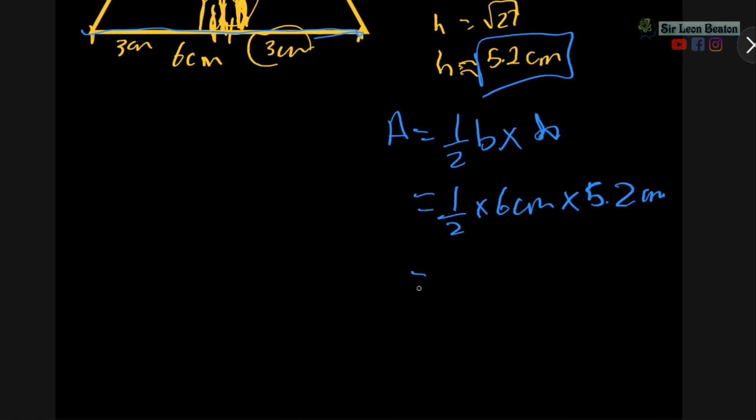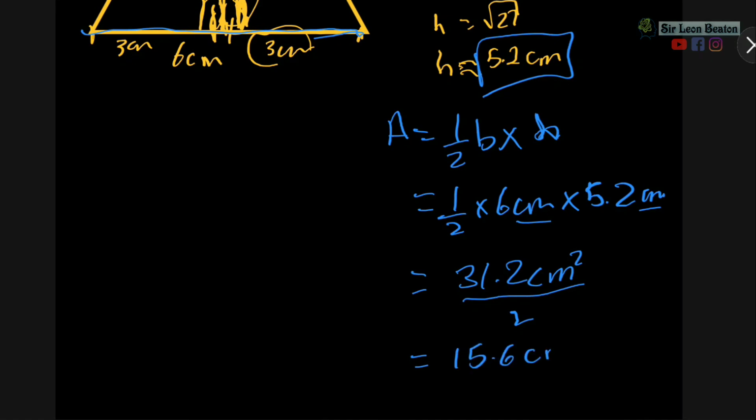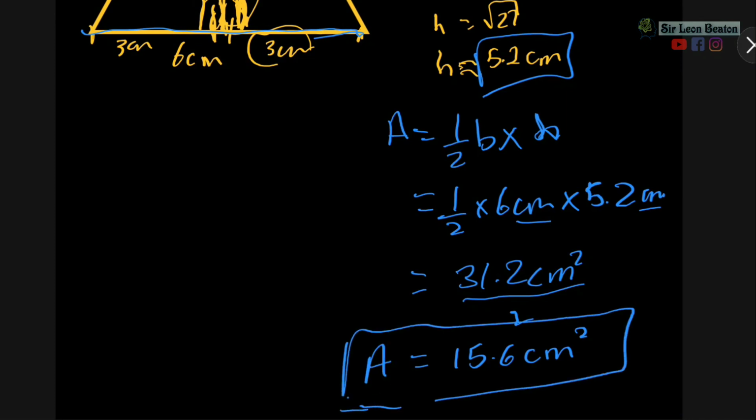And when we work that out, we get 1 times 6 cm times 5.2 cm. We get a value of 31.2 cm squared, because cm times cm will give you cm squared, divided by 2, which will give you a value of 15.6 cm squared. And that is the area of the equilateral triangle.